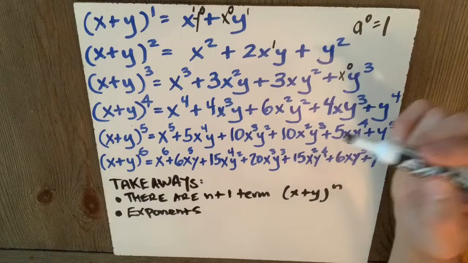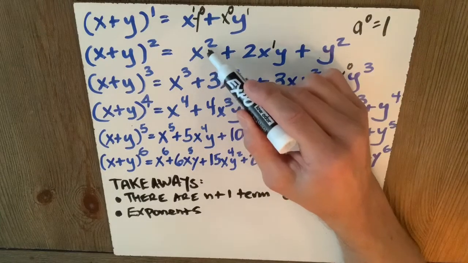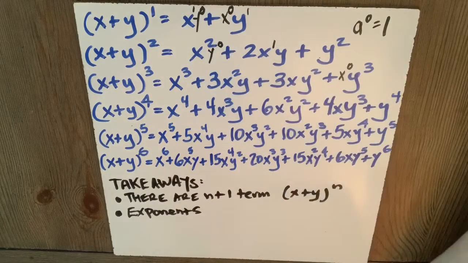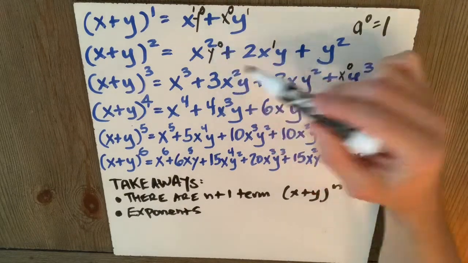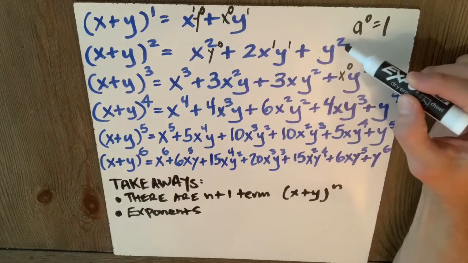Conversely, let's take a look at what's happening with y. Well, this first term is x squared y to the 0. I don't have to write that. I'm just doing that for instructional purposes only. And then it goes y to the 0 and then y to the 1 and then y squared.